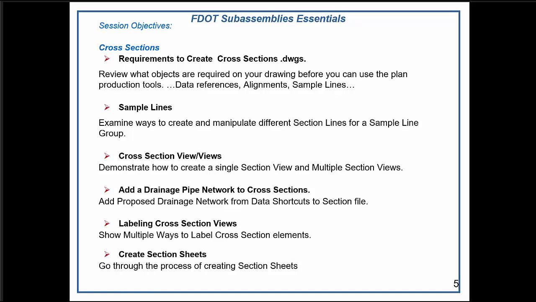Once you have the sample lines created, we're going to look at creating a cross-section view and creating multiple views. We'll look at a couple of ways of doing that. Then we'll add a drainage pipe network to our cross-sections using a pipe network that's in a source file. We're going to take it and put it in our data shortcuts and then share that data shortcut pipe network into our cross-section file. Then we'll look at labeling cross-section views using the annotation tools in this Civil 3D State Kit. And last but not least, we'll take those cross-sections, generate them into sheets, and then take those sheets and put them in the Sheet Set Manager.